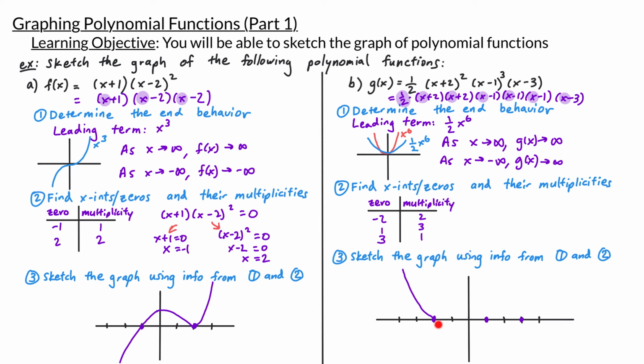Let's start with the x-intercept at negative 2. The two possible behaviors are the graph can cross the x-axis at that x-intercept, or it can touch the x-axis and then bounce off. Its behavior is determined by the multiplicity of that zero. At negative 2, the multiplicity is 2. And when the multiplicity is even, the graph touches the x-axis and then bounces off. So let's draw our function touching the x-axis and then bouncing off. Next, we want to connect this with our next x-intercept. So let's bring this back down to our next x-intercept.